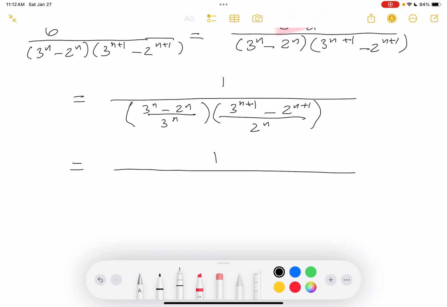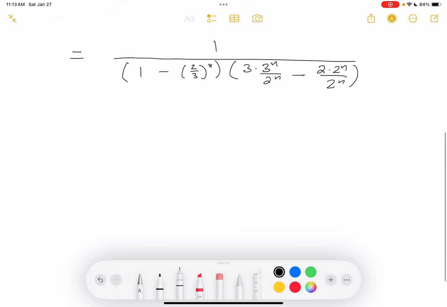It's 1. What do you get up here? 1 minus, then you get 2 to the n over 3 to the n, which is 2/3 to the nth power. Now let's do the other one. What are you going to get? A little more complicated. You're going to get 3 times 3 to the n over 2 to the n, minus 2 times 2 to the n over 2 to the n.